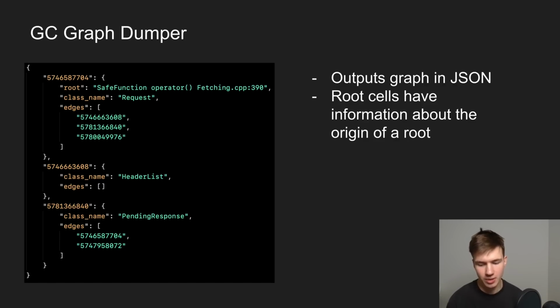And additionally, if a cell creates a GC root, there will be information about its origin. As of now, verbose information with the exact source location is only available for roots created by the save function, as the primary source of leaks at the moment. However, in the future, we might also want to include source location for other entities such as handles.